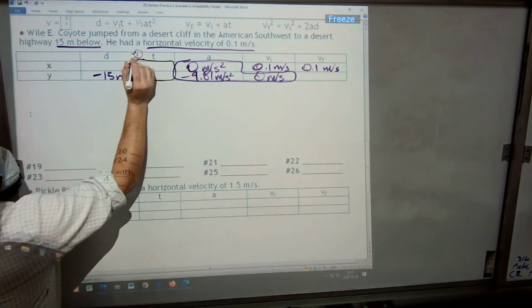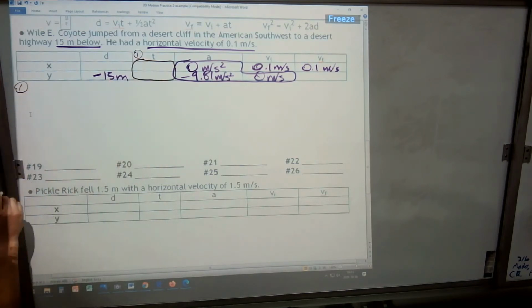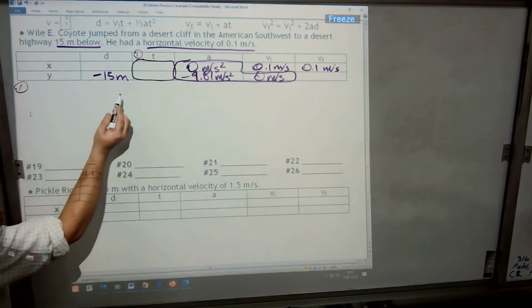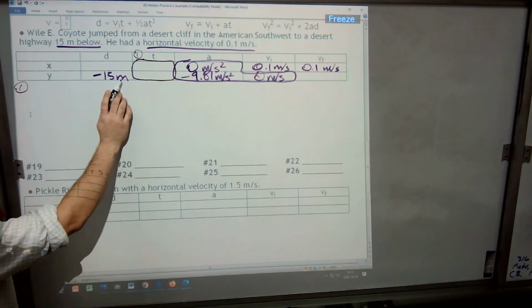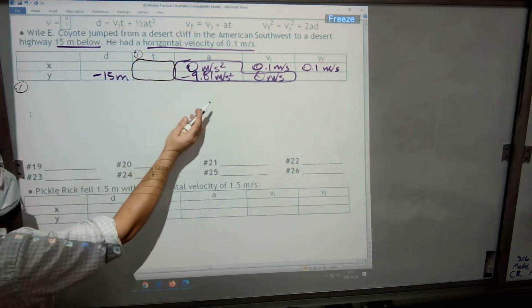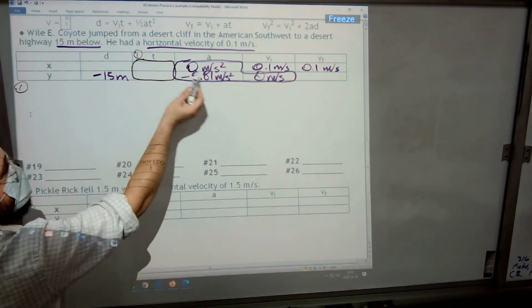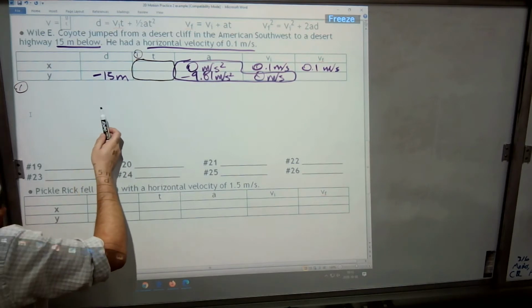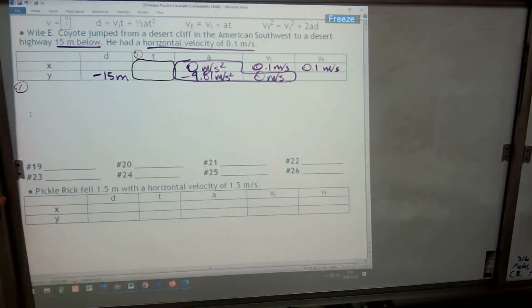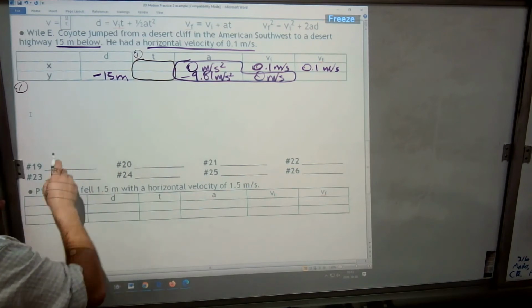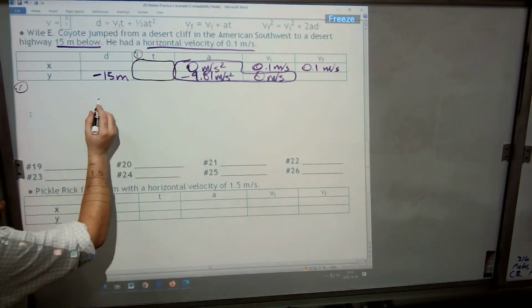Alright, so we'll do this one first. We need to use vertical values because we don't have enough on the horizontal one to find out the time. We have acceleration and velocity, but unless we know how far it went, we can't figure out the time. So always start with vertical values. Each one of these problems is always the same.